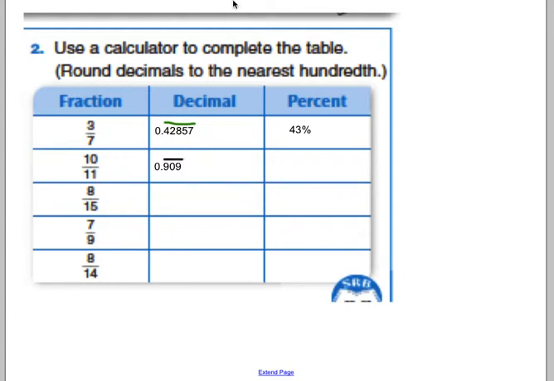Now, to take the fraction 10/11 and find its percent, I first have to change it to a decimal, 10 divided by 11, and then multiply that by 100. Or again, move that decimal point 2 places to the right. And I'm going to round it again to the nearest whole percent. So if I move my decimal point, it would be 90.9. So that means I should round it to 91%. And that's how you take a fraction and change it to either a decimal or a percent.